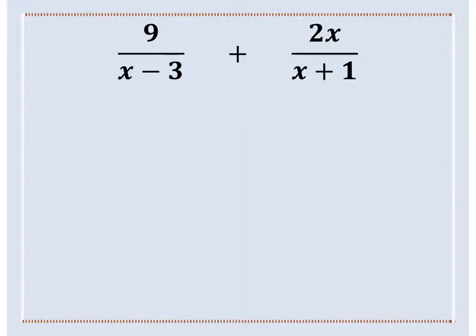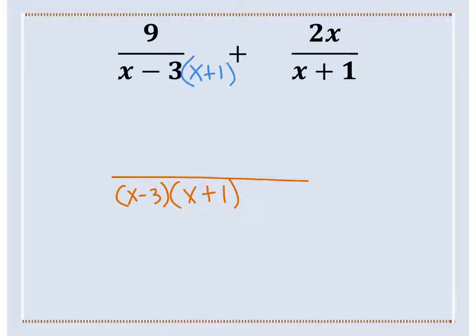Okay, here's our next question. We look at our denominator, we see an x minus 3 and we see an x plus 1. My least common denominator is going to be x minus 3 and x plus 1. So on my left fraction, well, what is it missing? It's missing the x plus 1. So if I'm going to add it to the bottom, I also have to do it to the top. And I'm actually multiplying x minus 3 times x plus 1.